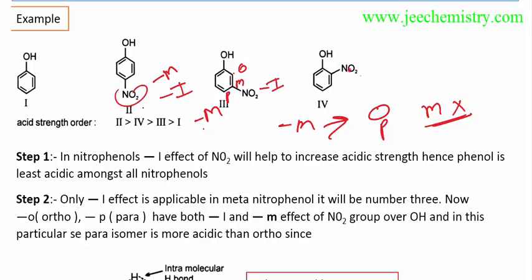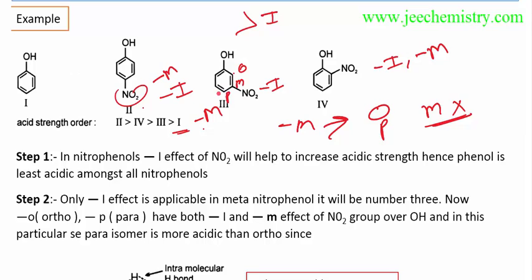But at these positions, minus I effect and minus M effect are both working. This position also has minus I effect and minus M effect, but this group only has minus I effect. So all these three compounds have minus M effect and minus I effect, but this compound doesn't, so it will come last. All these groups stabilize the negative charge by pulling electrons towards themselves by minus M effect or minus I effect. That's why the first group will come in the last position.